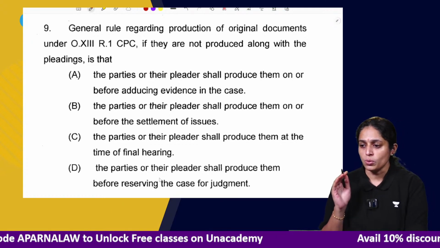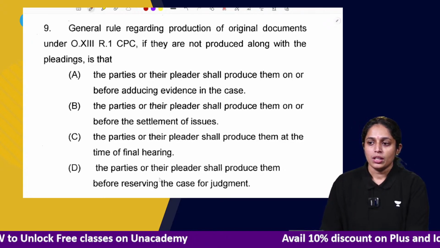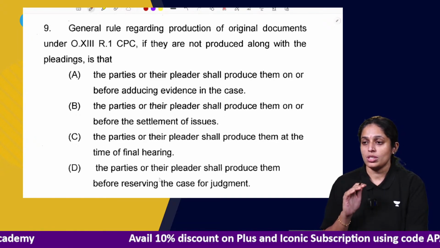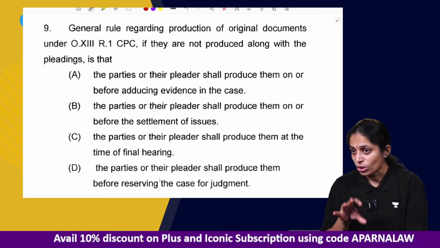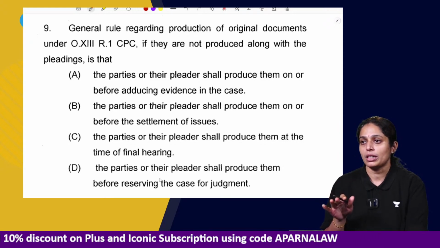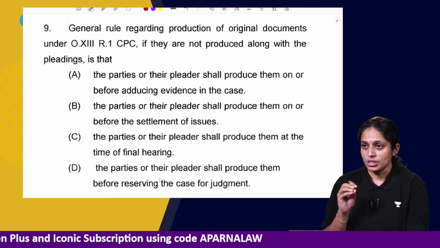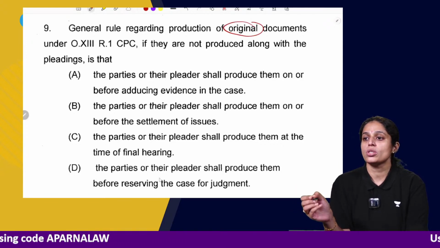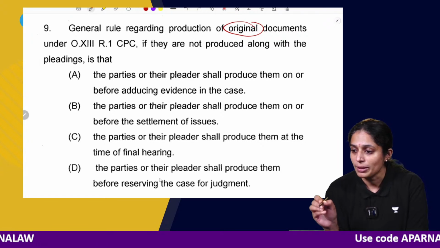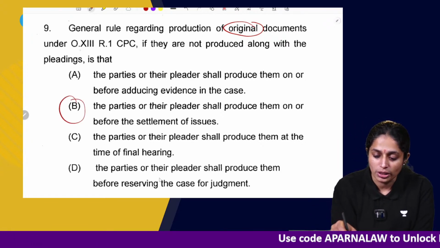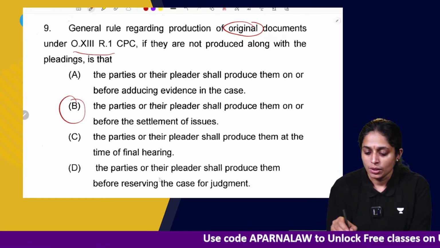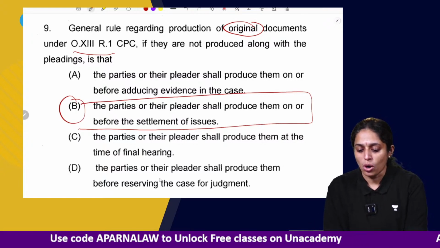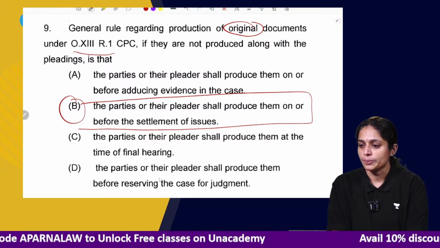So, when are you supposed to produce the documents? As per Order 7 and Order 8, you have to produce the documents, copies or originals, along with the plaint or written statement. But if originals are not produced, then you have to produce them before the settlement of issues as per Order 13 Rule 1. This is the correct answer. The parties or the pleader shall produce them on or before the settlement of issues.